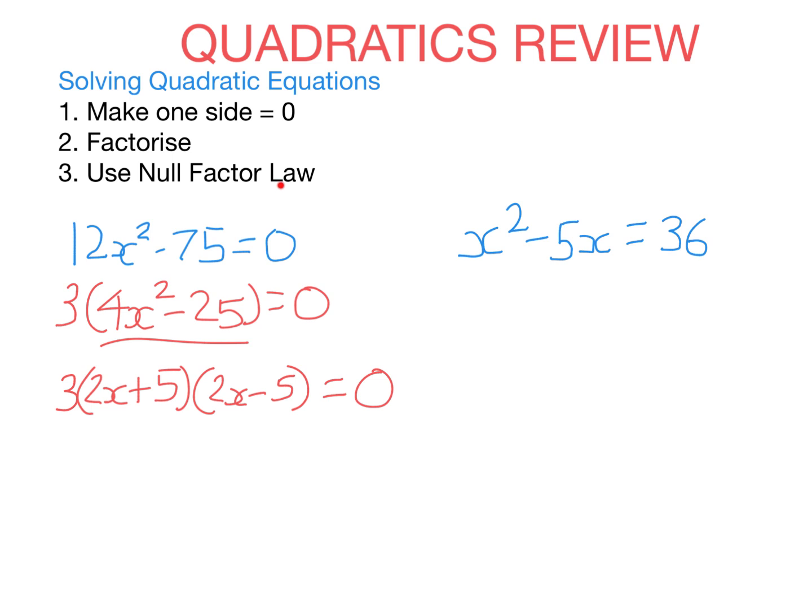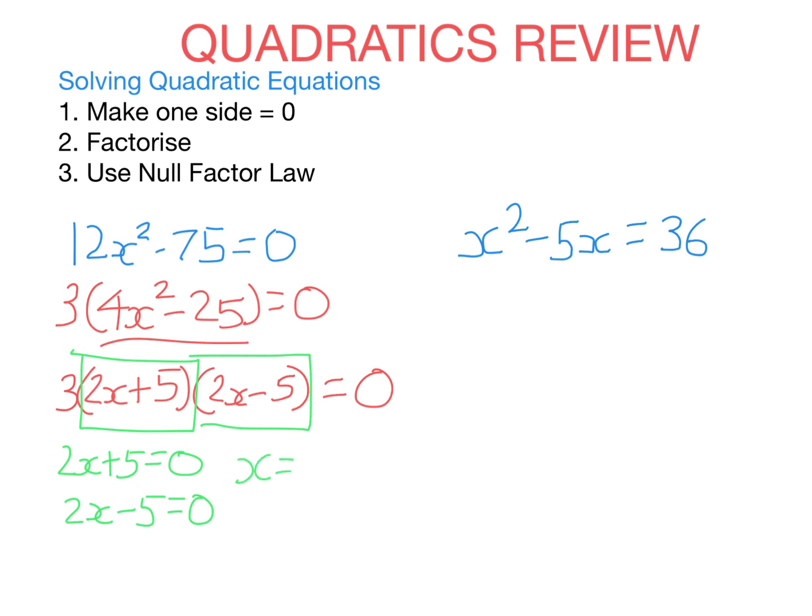Now step 3, I'm going to use the null factor law. The null factor law says if you have something times something equals 0, either the first something is 0, so that for us is the first bracket, or the other option is the second bracket equals 0. Now this is a linear equation because x is only in one spot, there's no x squared term. We can just do the normal, we're going to subtract 5 and divide by 2.